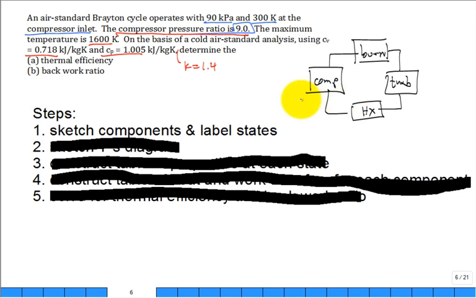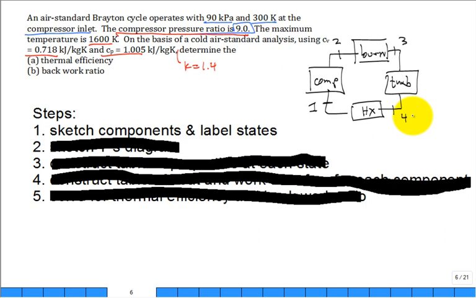The flow goes, state 1 is the inlet to the compressor. State 2 is the outlet of the compressor, and then inlet to the burner. State 3, and then state 4. So those are our components, and those are our states. So we should know what's going on in each component, and we should know something about property changes.